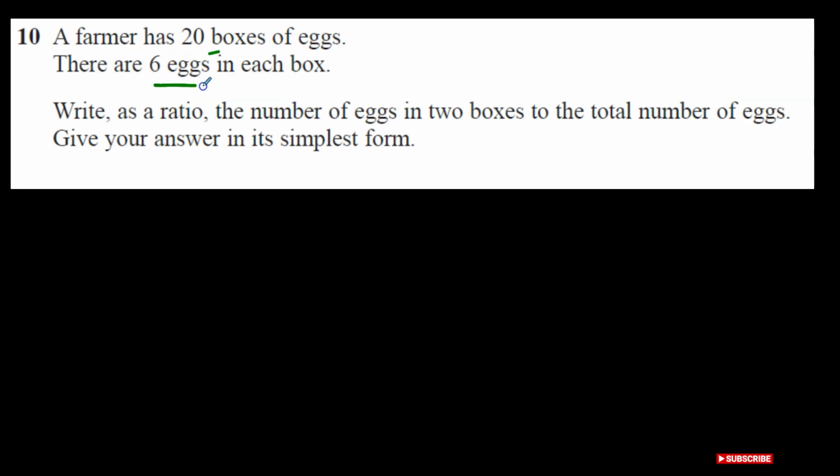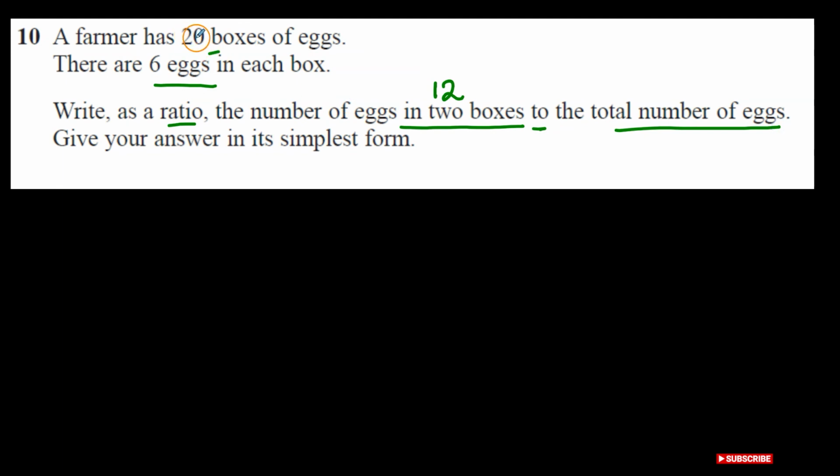And now we're told a farmer has 20 boxes of eggs. There are 6 eggs in each box. Write as a ratio the number of eggs in 2 boxes to the total number of eggs. So in 2 boxes, how many eggs will there be? Well, there's going to be 12 because each one box is 6 eggs.